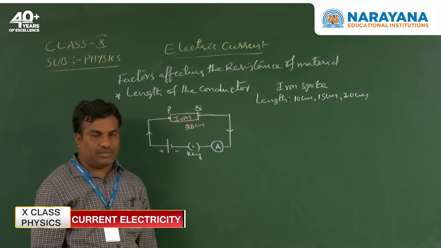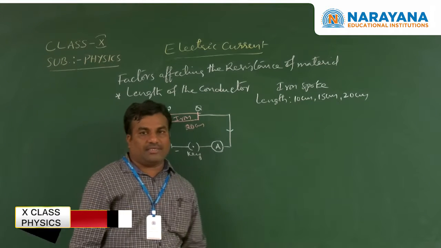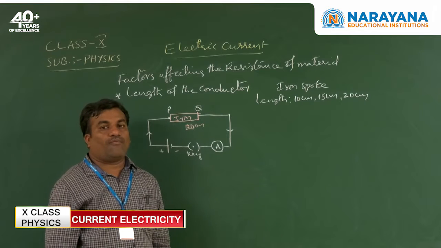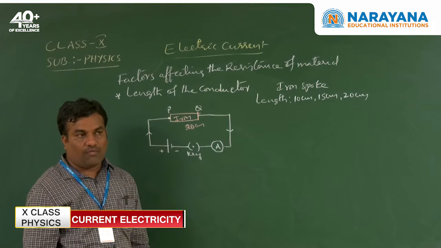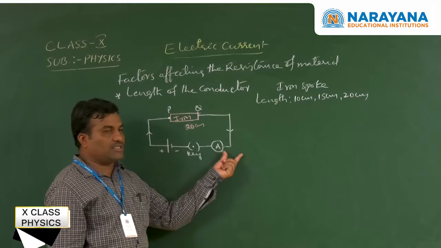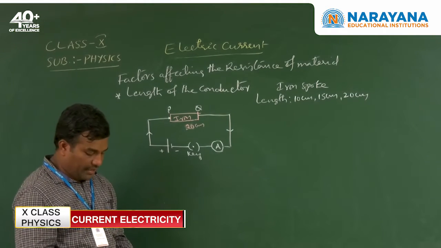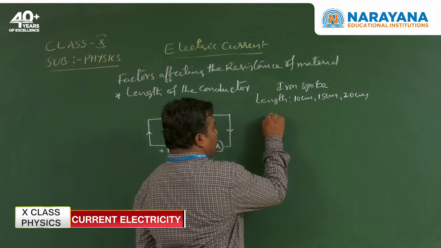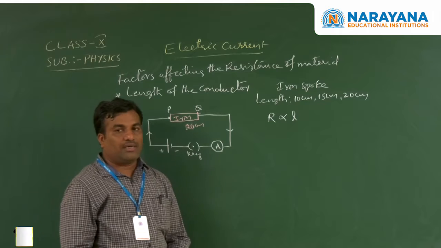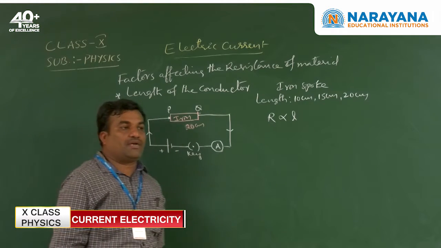What do you notice here? When length increases, the flow of current decreases. According to this situation, when length increases, resistance also increases. So that's why resistance is directly proportional to length. We conclude that resistance depends on the length of the conductor.